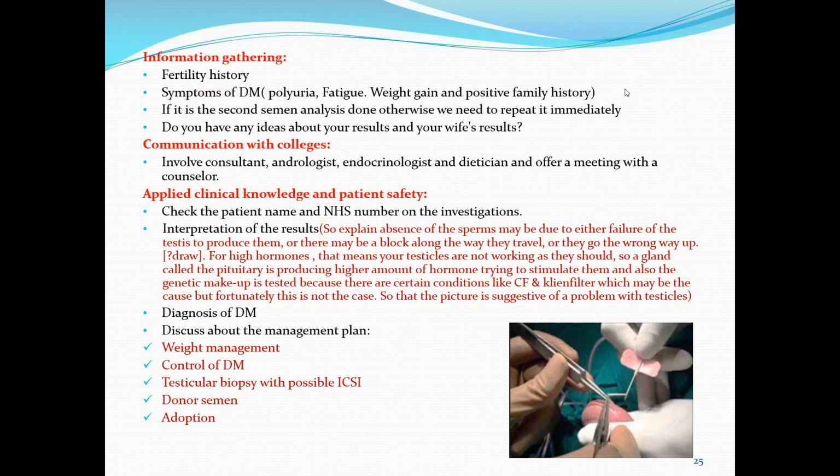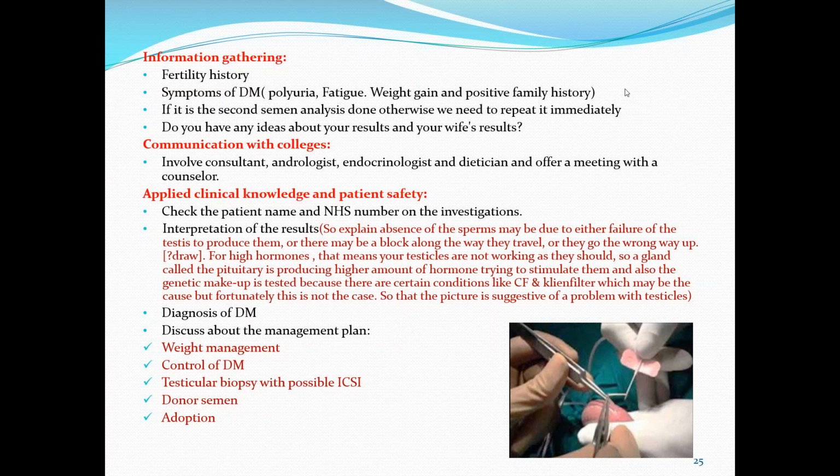In your condition, the investigation confirms that you have high hormones, and that means your testes are not working as they should. So a gland called the pituitary is producing a higher amount of hormone trying to stimulate them to work. In this condition, we order further investigation in the form of genetic makeup, because sometimes there may be a problem with it, but it is not your case. Your genetic makeup is normal. So your picture is suggestive of a problem within your testes. That's how I can explain the high hormone level to him.